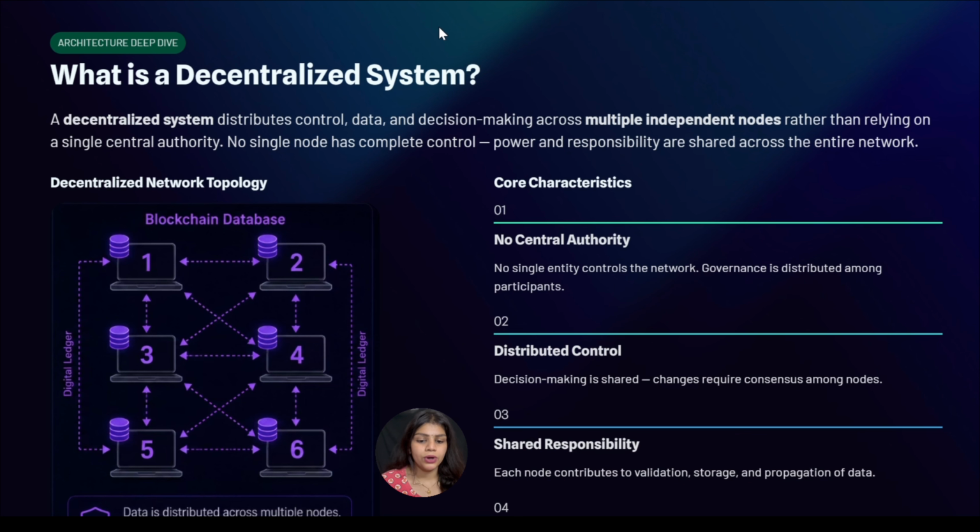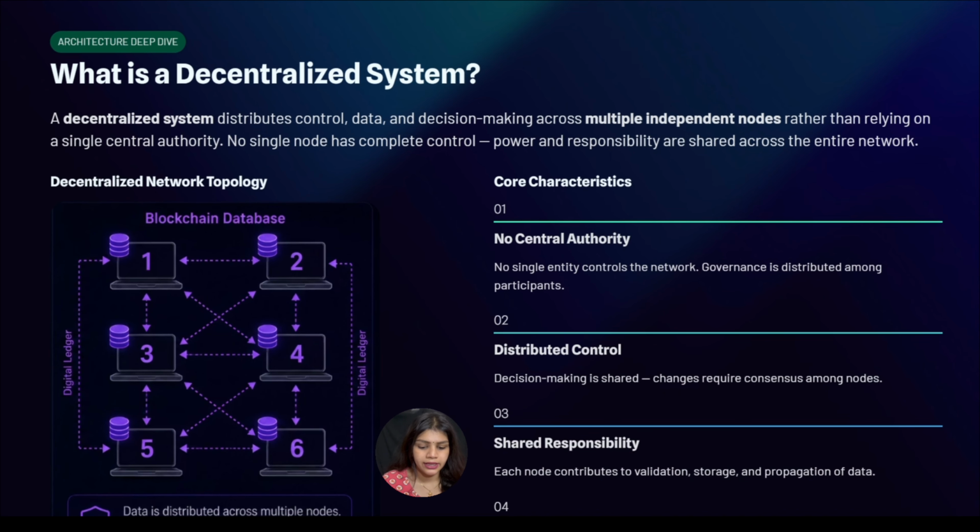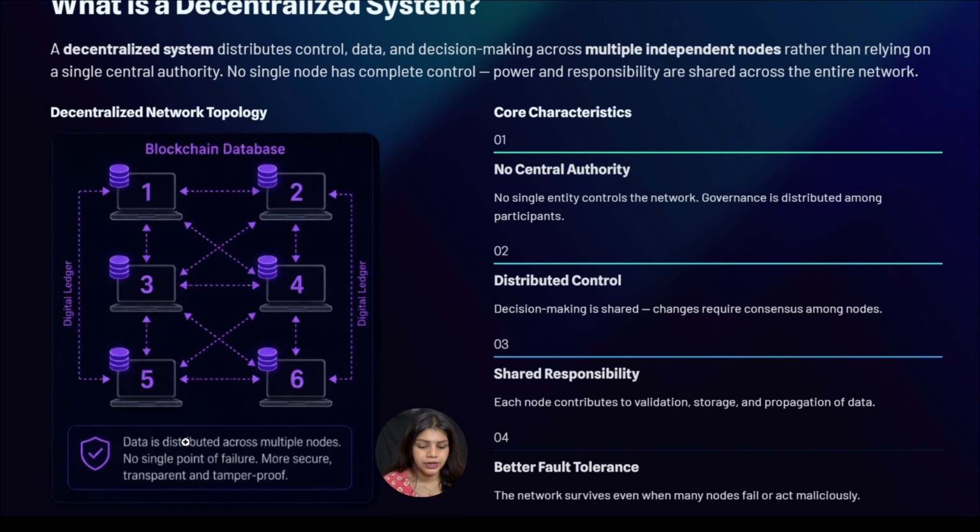Next, what is a decentralized system? Here you can see it is very similar to P2P systems, that is, peer-to-peer systems. Every node has its own ledger, that is a database, and the nodes are connected directly to each other. There is no single authority. You can see data is distributed across multiple nodes, with no single point of failure, and it is more secure and transparent.